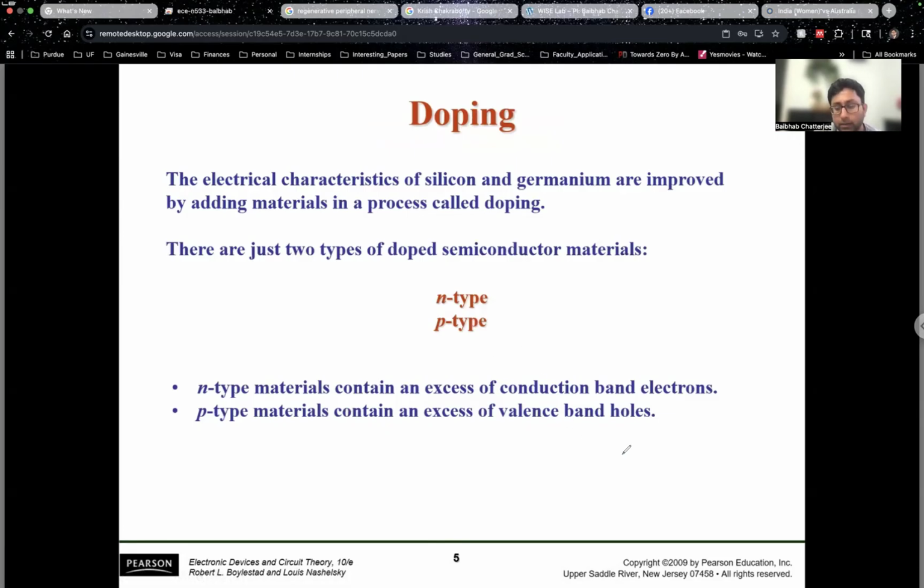So if you look at the crystal structure of silicon, a silicon atom, if you look into the periodic table, is kind of exactly in the middle columns of the periodic table. If you look at the crystal structure, the silicon atom looks like this. It has 4 valence electrons. Each silicon atom has 4 valence electrons.